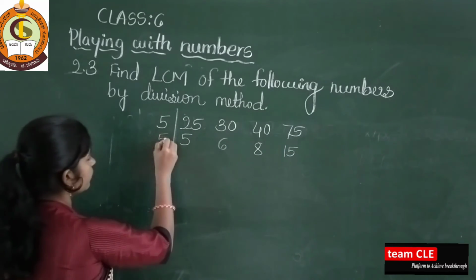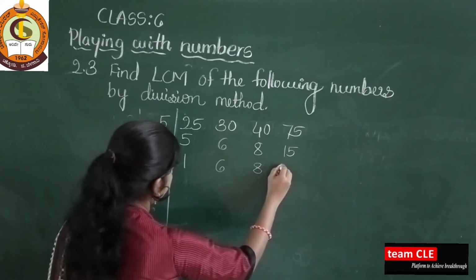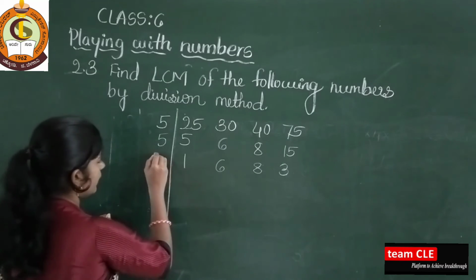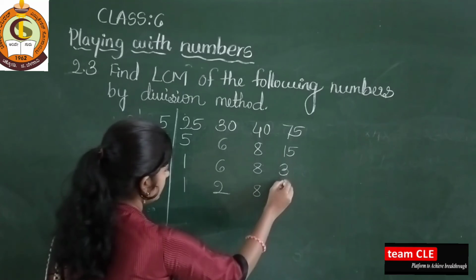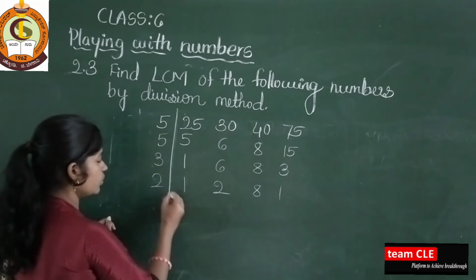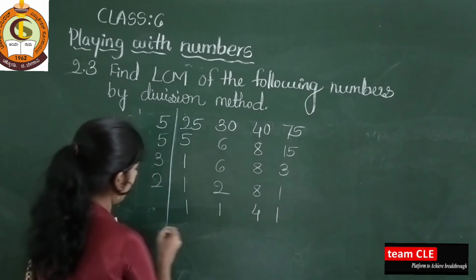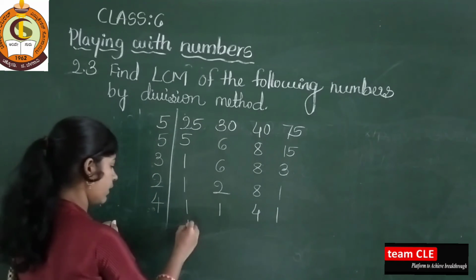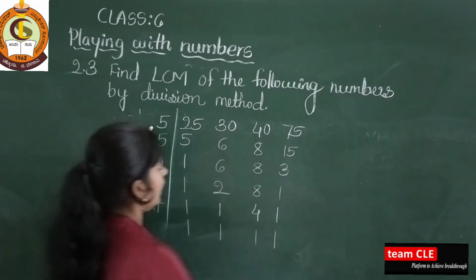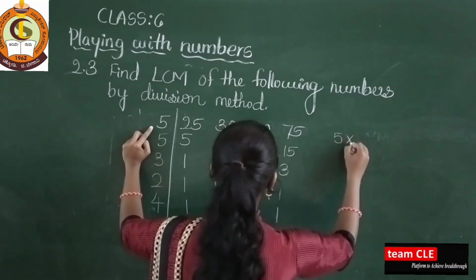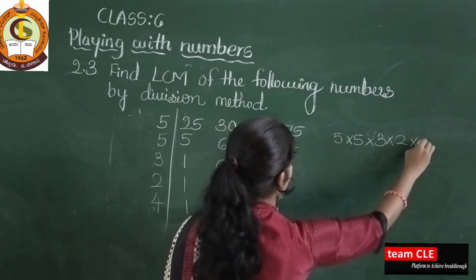Again you take 5: 5 1s are 5, 6 as it is, 8 as it is, and 5 3s are 15. Again you take 3: 1 as it is, 3 2s are 6, 8 as it is, 3 1s are 3. Next you take 2: 1 as it is, 2 1s are 2, 2 4s are 8, and 1 as it is. Directly you can take 4, and 1 as it is. And multiply these numbers: 5 into 5 into 3 into 2 into 4.